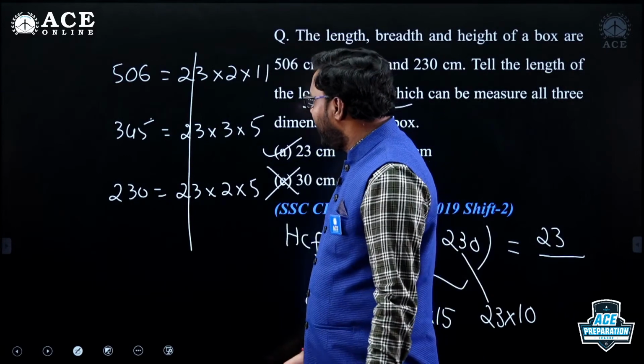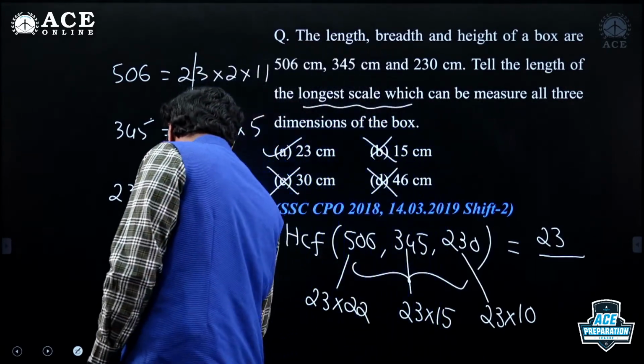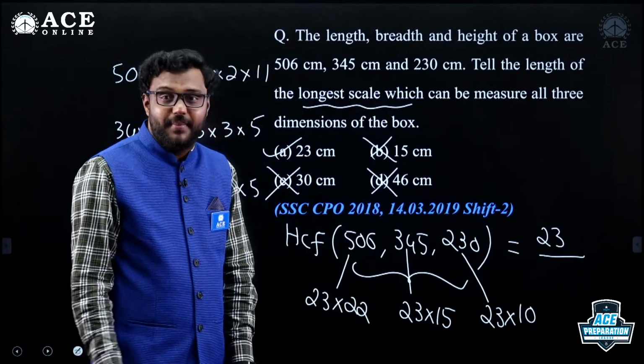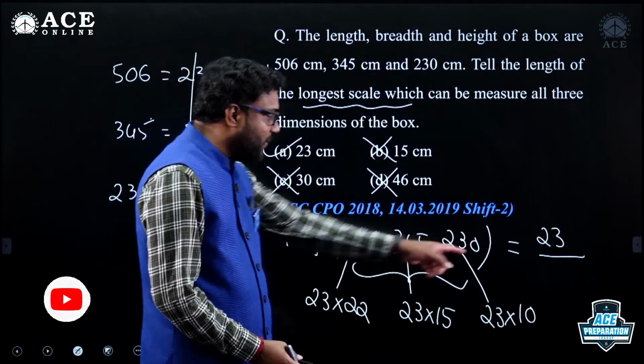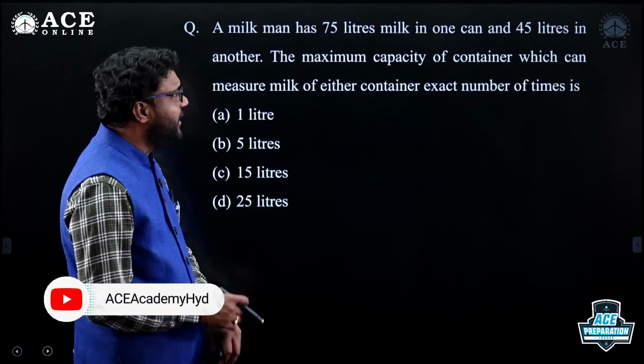Least power of that we have to write here. Least power, only one only there. Common prime number in all is 23. That is why the HCF we are getting is 23. Common prime number in all, which is nothing but 23, my dear friends. Right. See the next question.